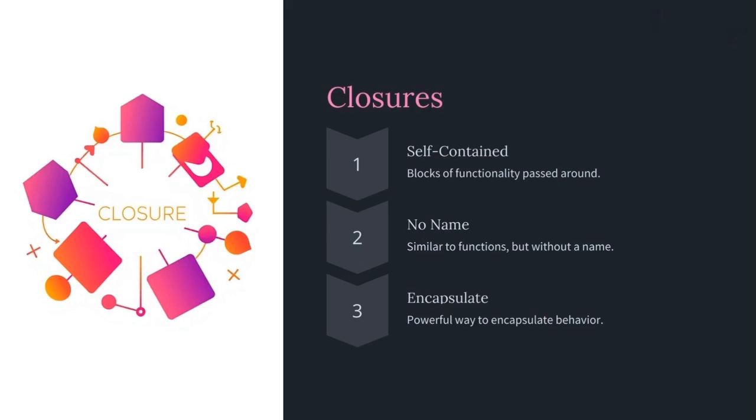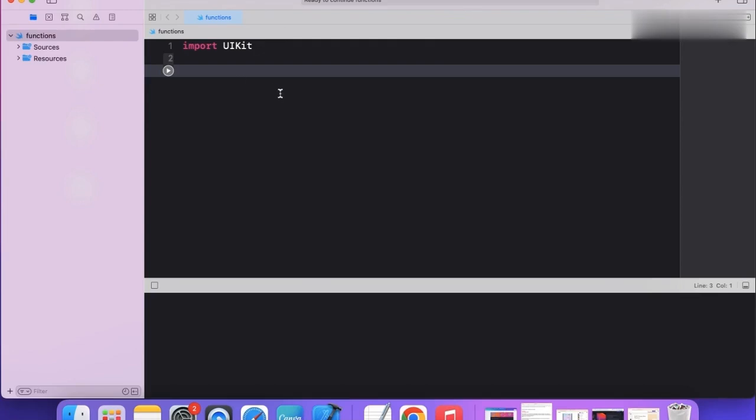So finally, we have closures. Closures are self-contained blocks of functionality that can be passed around and used in your code. They are very similar to functions, but they don't have a specific name, and they can be used in places where you would use a function. Let's create a sample playground example to understand better.